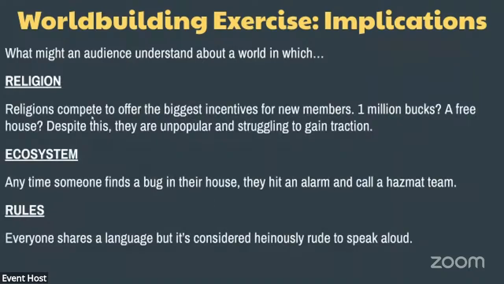Religion. Religions compete to offer the biggest incentives for new members. $1 million, a free house, but despite this, they're unpopular and they're struggling to gain traction. Ecosystem. Anytime somebody finds a bug in their house, they hit an alarm and they call in a hazmat team. Or rules. Everyone shares a language, but it's considered heinously rude to speak out loud.